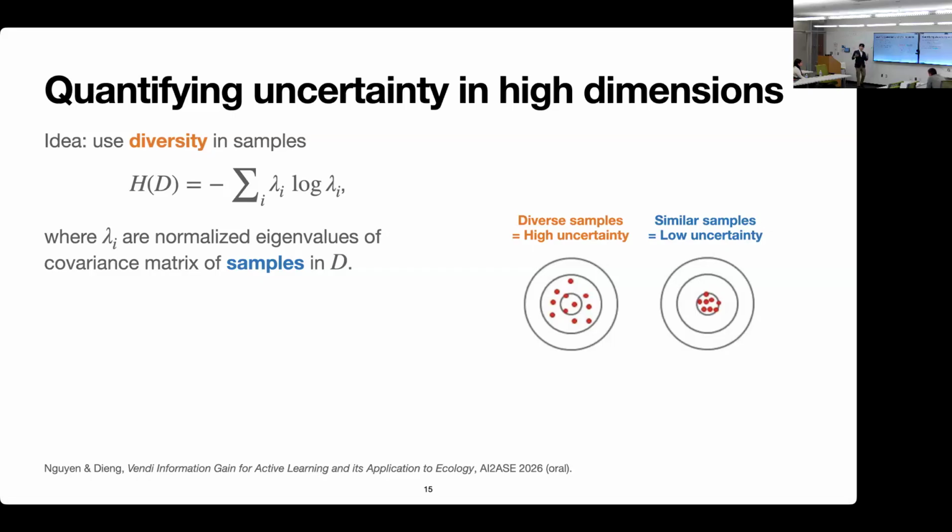So you just need to draw samples from the probability distribution, and you can use that to quantify your uncertainty about the random variable that you're working with.